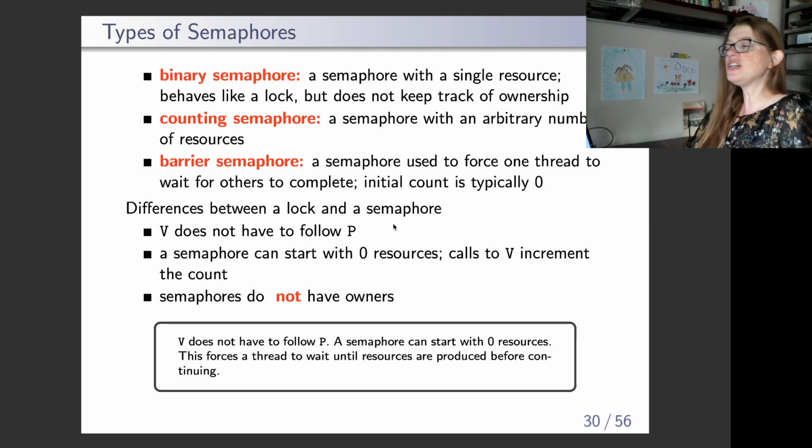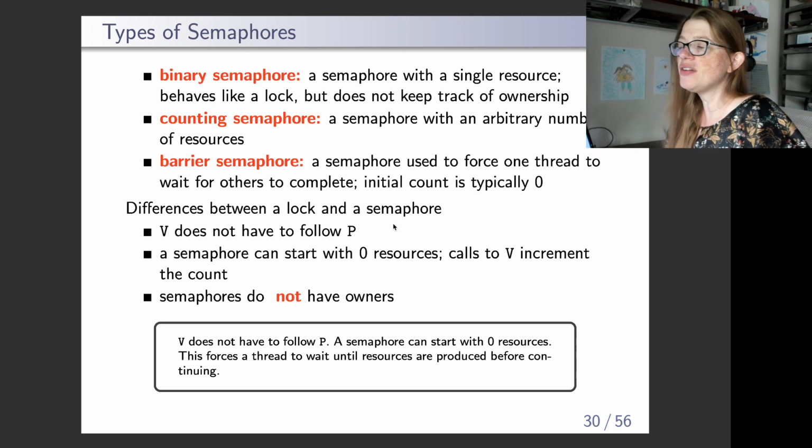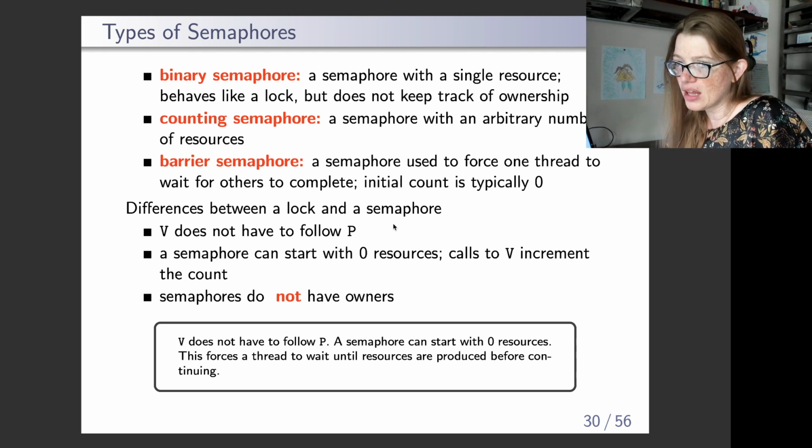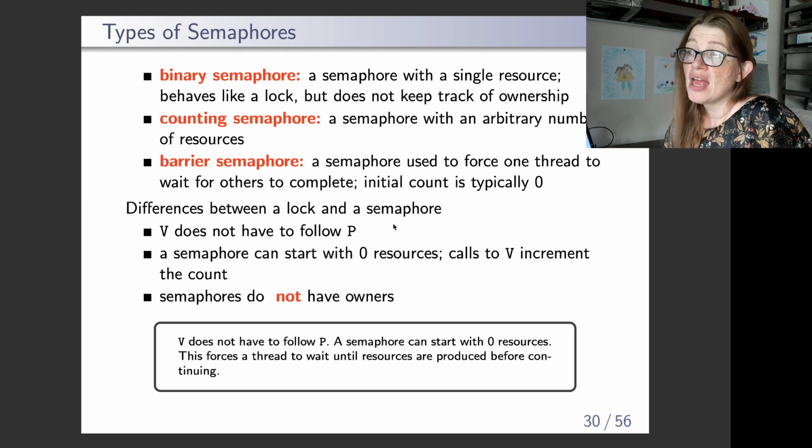But there's one other interesting thing. Even though the binary semaphore can behave like a lock, it doesn't mean it is equivalent to a lock. For example, there's nothing stopping you with a semaphore from calling V multiple times. So I could have a semaphore that starts out with a single resource, and if I call V 3 times, my semaphore now has 4 resources. There's nothing wrong with that.